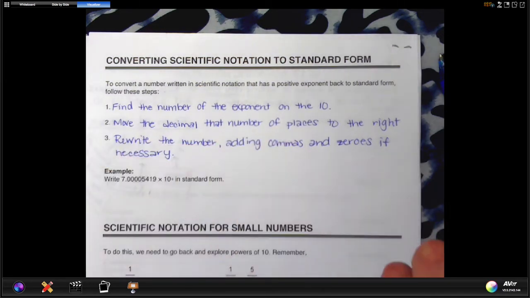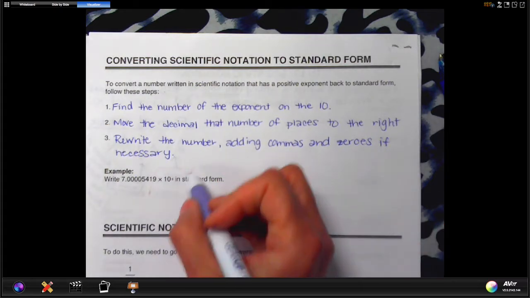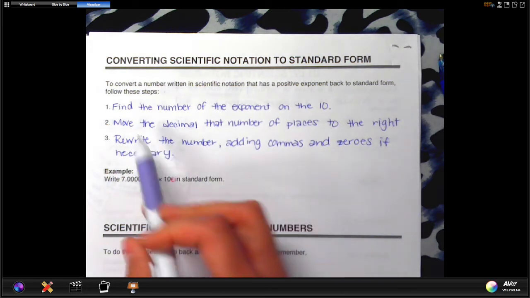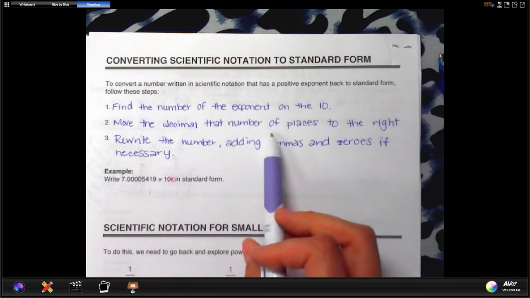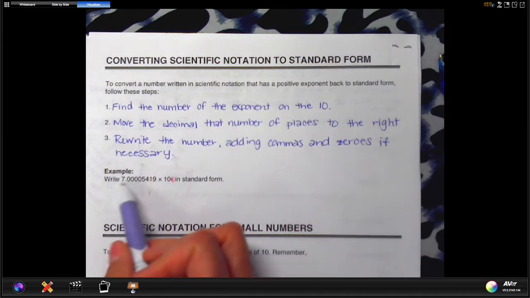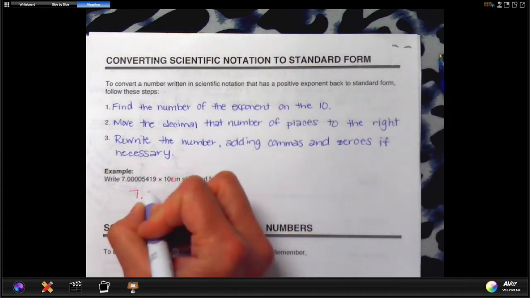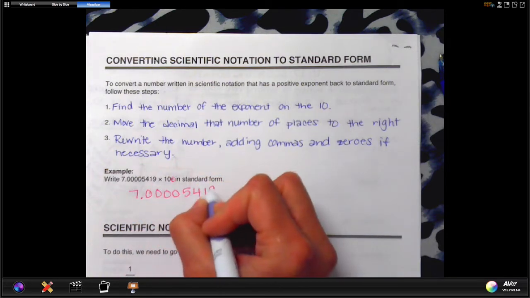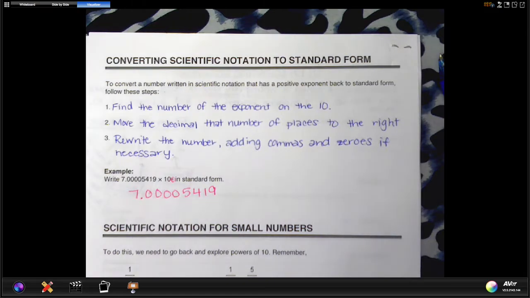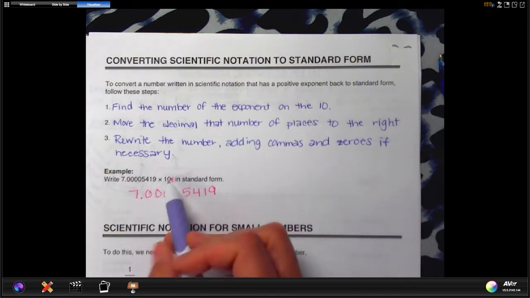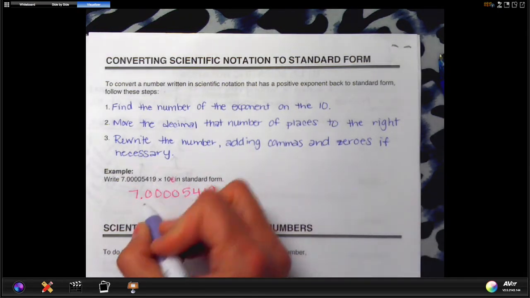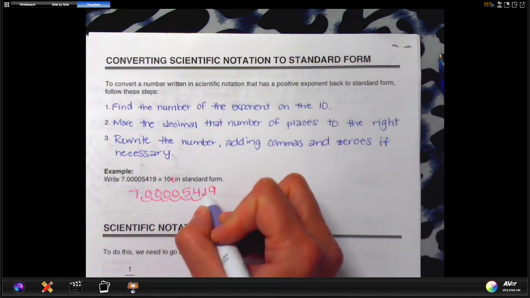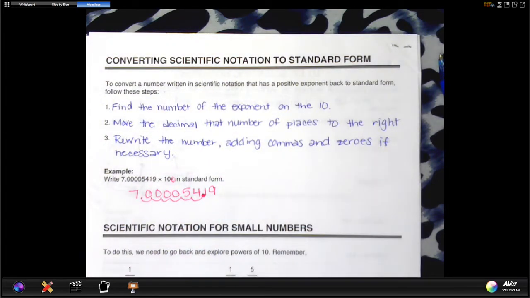For this one, to find the number of the exponent on the 10, it's right here. It is 6. So you want to move the decimal that number of places to the right. I would rewrite this number as 7.00005419 so that I can move the decimal a little bit easier. I need to move it 6 spots to the right. 1, 2, 3, 4, 5, 6. That's where we want the decimal to be.